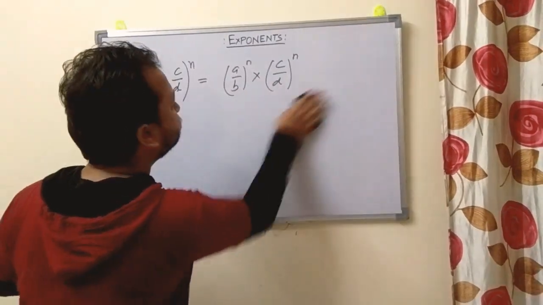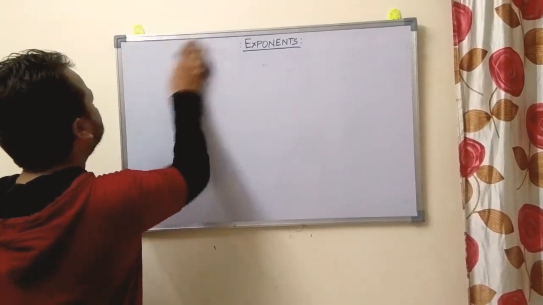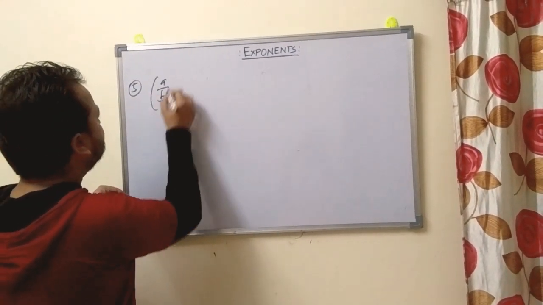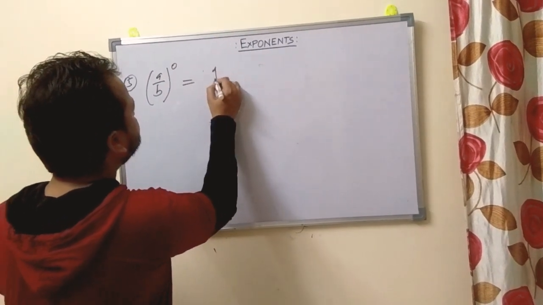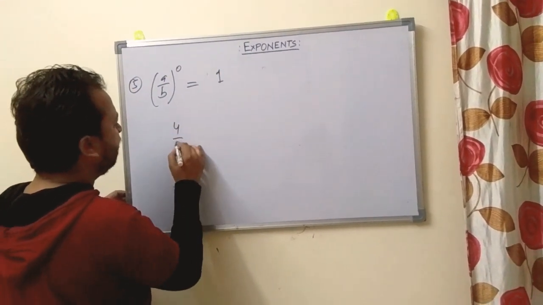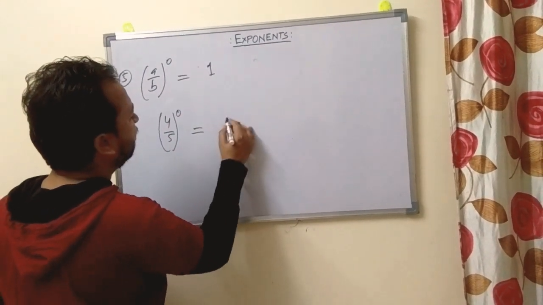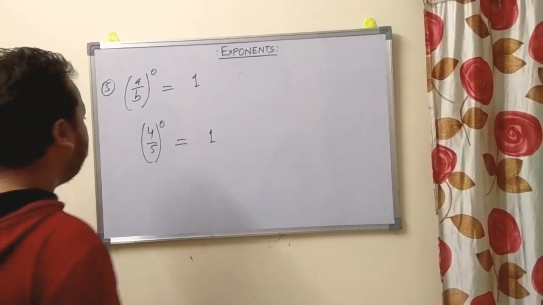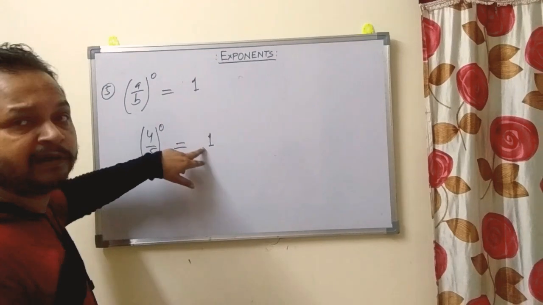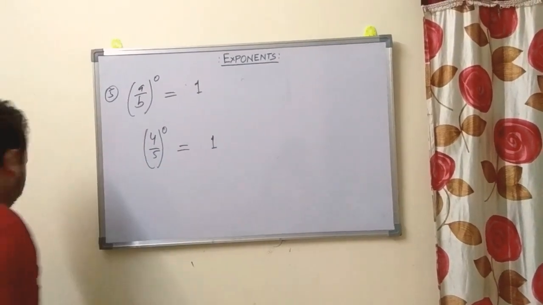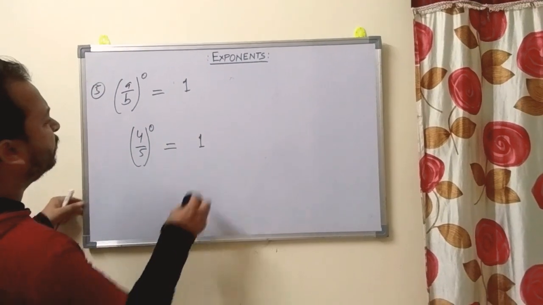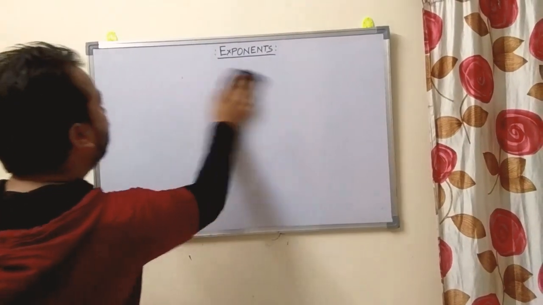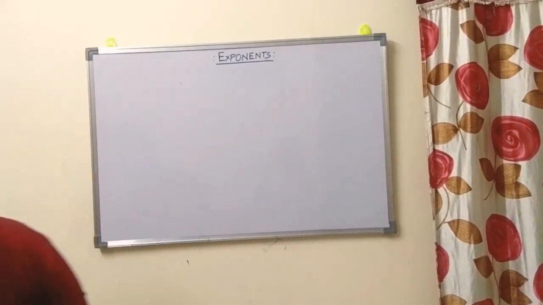Last formula is, if it is written as a by b power 0, it equals 1. So if 4 by 5 power 0 is written, it equals 1. Any number which is having 0 power, it always equals 1. So now we are going to take some questions and solve it by using the formulas what we have understood.